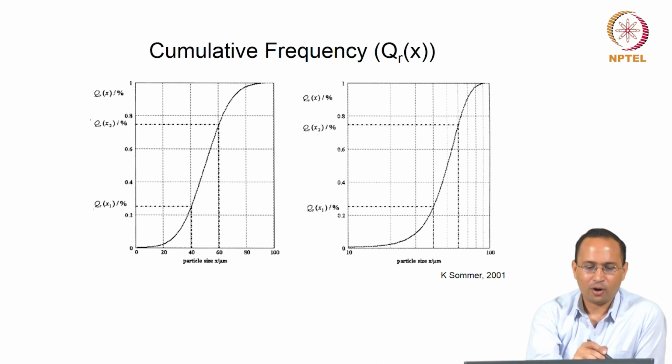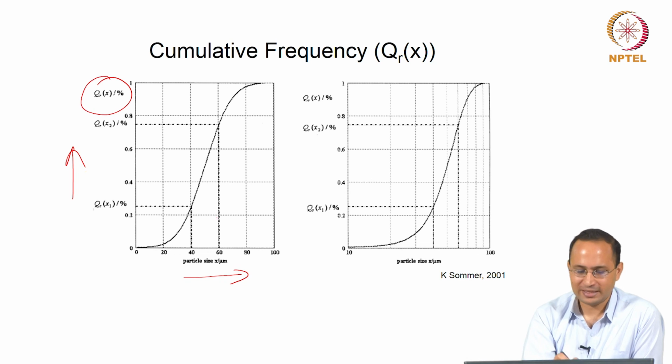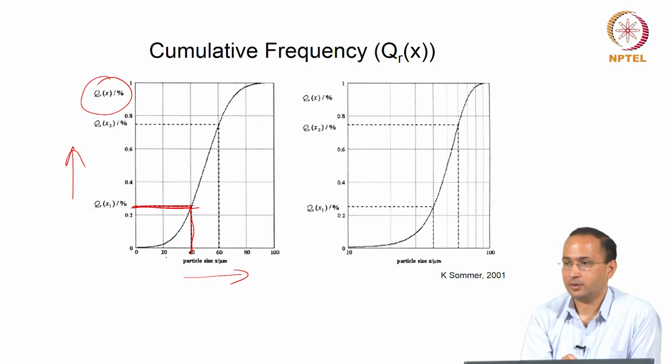Basically what we do is plot the cumulative percentage against the size. On the x axis you have particle size, on the y axis you have a cumulative percentage. So for this percentage, maybe it is 25%, 25% of particles are below 40.